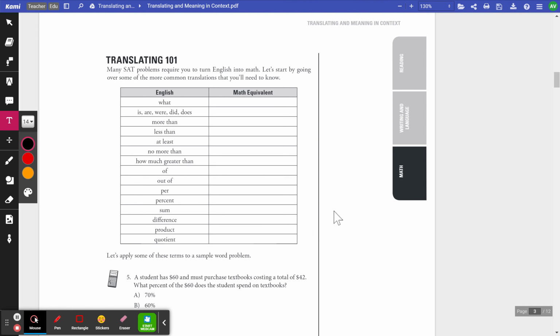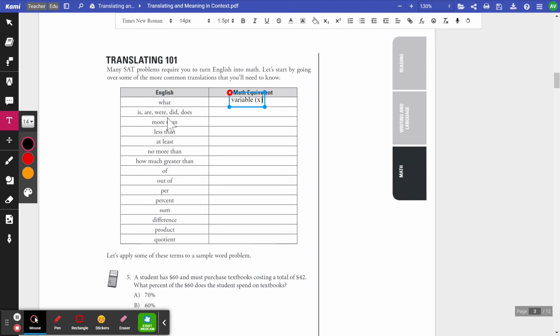So here it says many SAT problems require you to turn English into math. Let's start by going over some of the more common translations you'll need to know. So first one is the word what. The math equivalent of what would be a variable. Usually we use X, but you could use anything you want really.